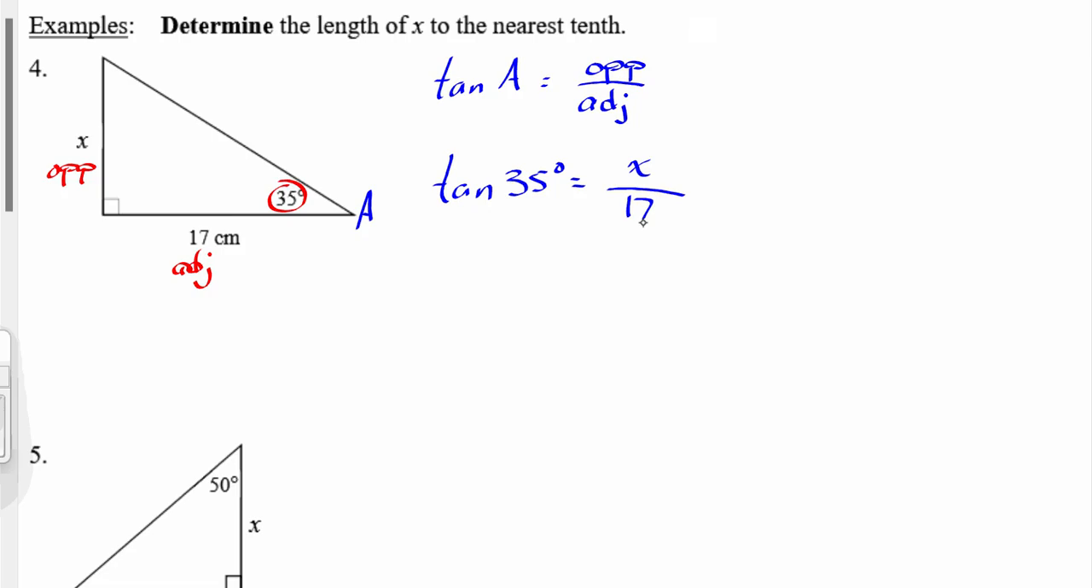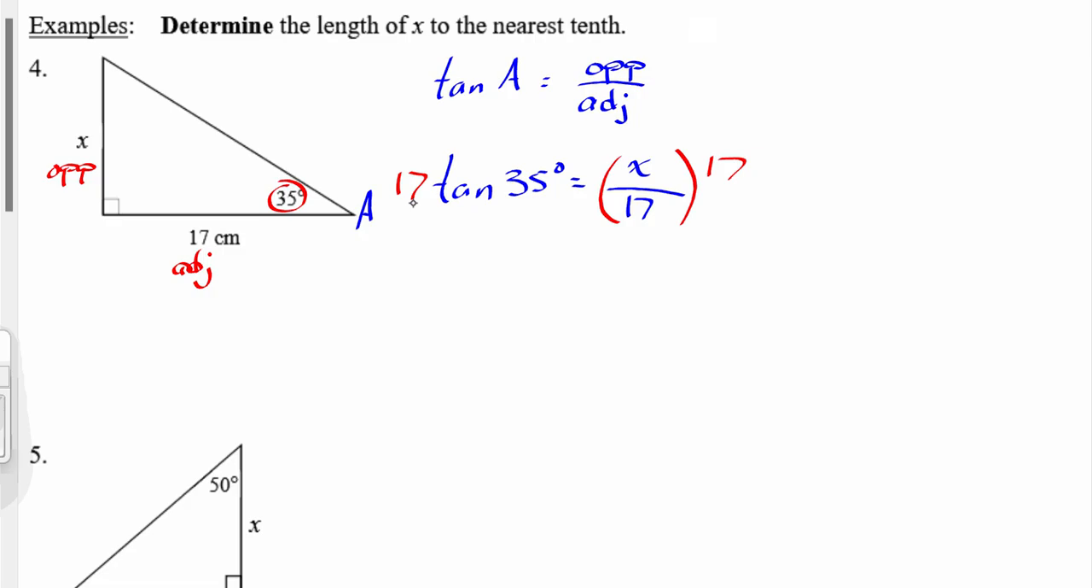How do I get the x by itself? Hadid? I'm not going to cross multiply. You could, but instead, just like the question we did earlier, I'm going to undo what's being done to the x. It's being divided by 17, so I'm going to multiply both sides by 17.